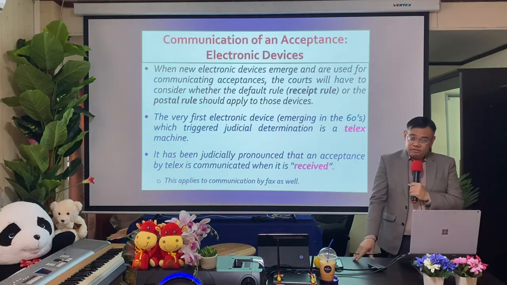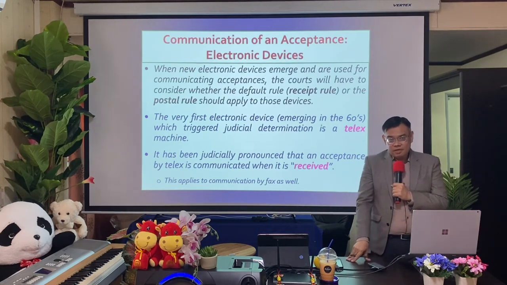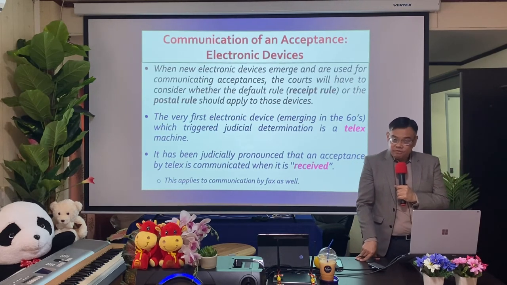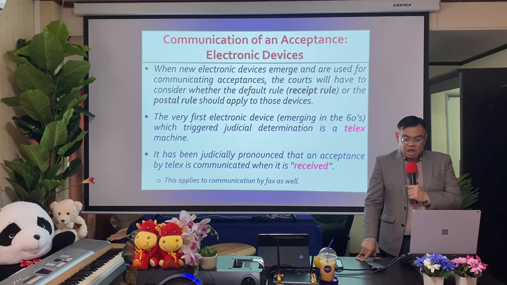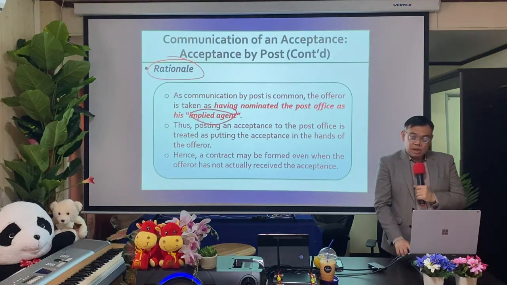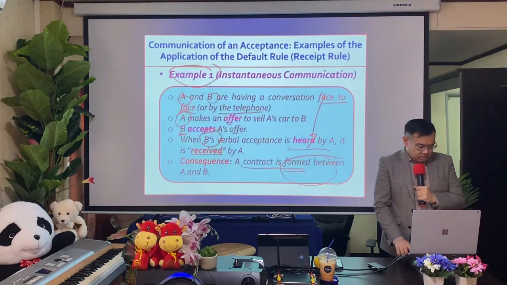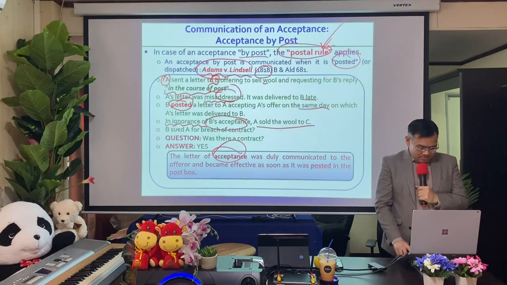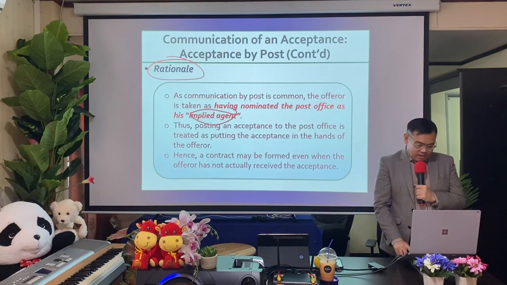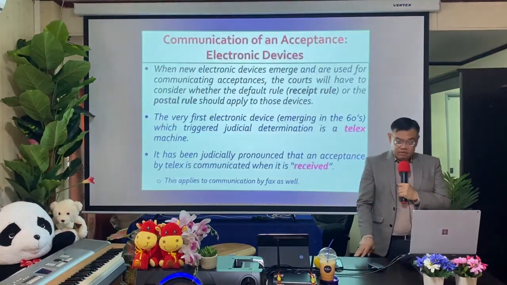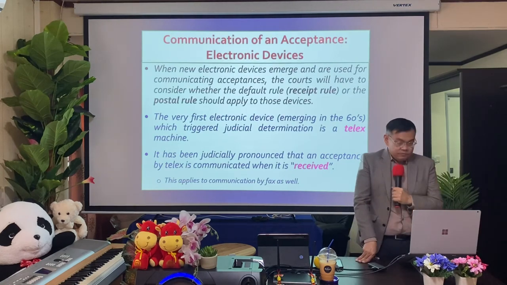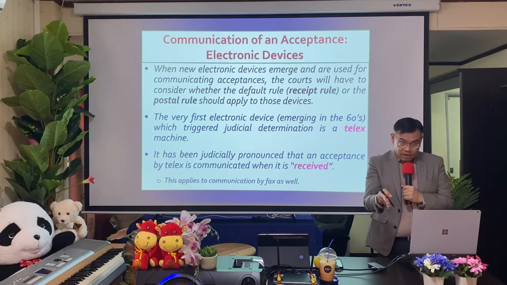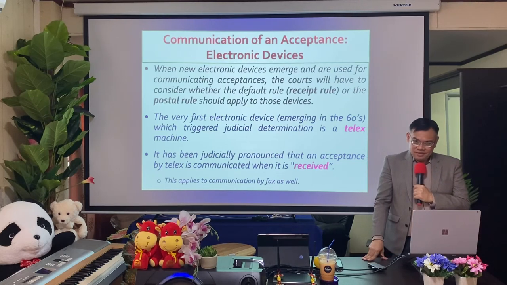Now, in other countries, from time to time, we have witnessed the emergence of new devices or new technologies. So, given that there are two rules applied by English law, remember, two rules are what? The first one is the receipt rule, the default rule, and the second one is the postal rule. The question which arises is this: when we deal with modern devices, with new devices, which rule applies, the receipt rule, the default rule, or the postal rule?